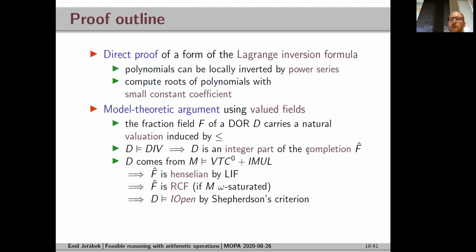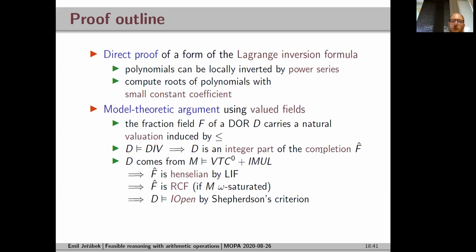I didn't say what this is, but it's a kind of largest ordered field that extends this F with the property that F is dense inside it. And this will ensure that the model is still an integer part of this completion. And now, to apply Jefferson's criterion, we have to check that this completion is a real closed field.